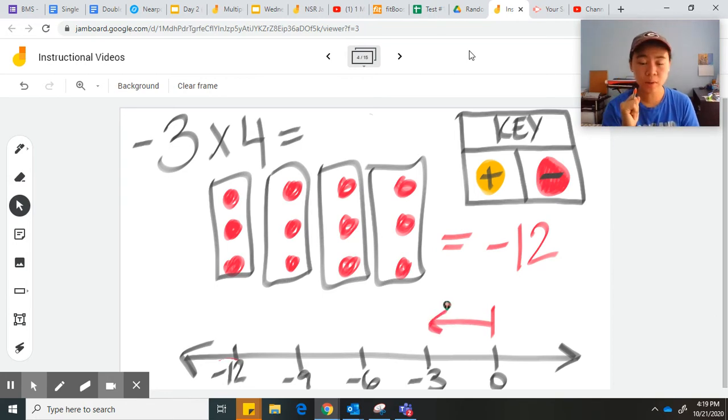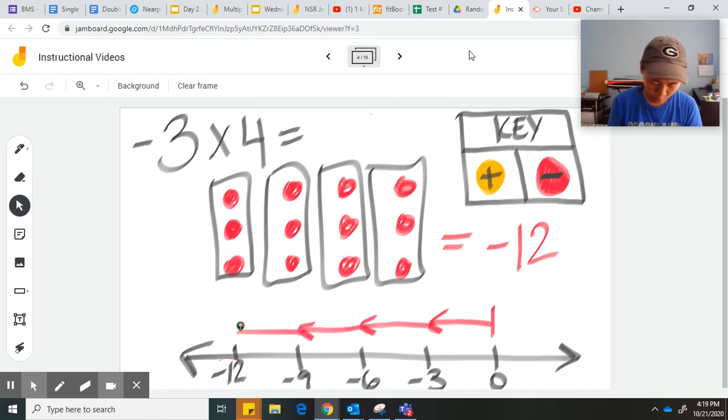Okay, now same size arrows. How many arrows do I need? I need 4. That's what that second number tells us, just like how it tells us how many groups we need, how many arrows. 1, 2, 3, and 4. So I'm going to end on my answer there, which is -12.